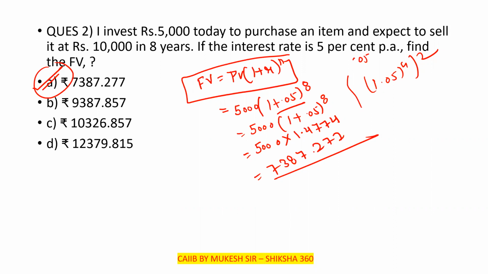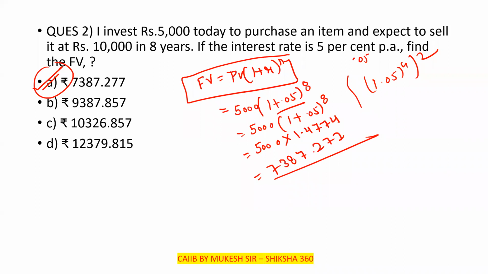Just what we have to do is put the value in the formula, and they are asking just to calculate the future value. As per the given options, we will put all the values in the formula and try to calculate the answer. Future value is equal to the present value into 1 plus r power n.